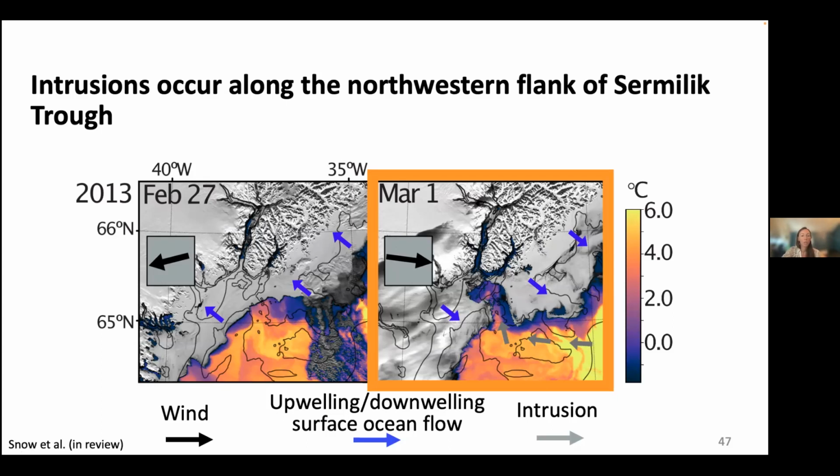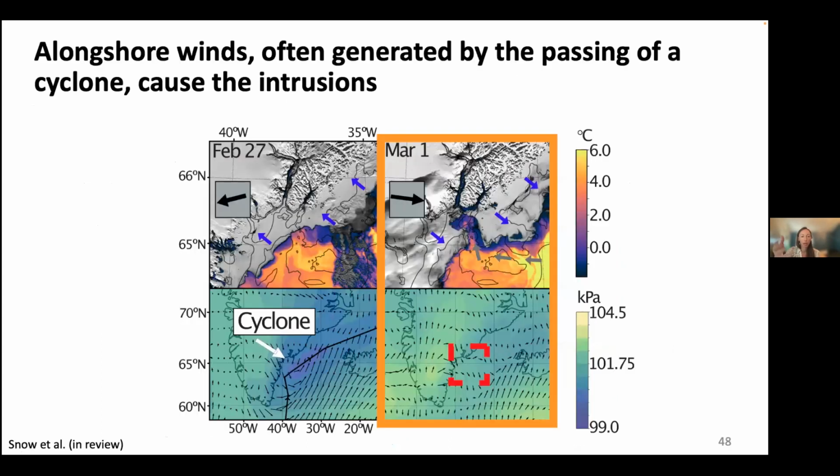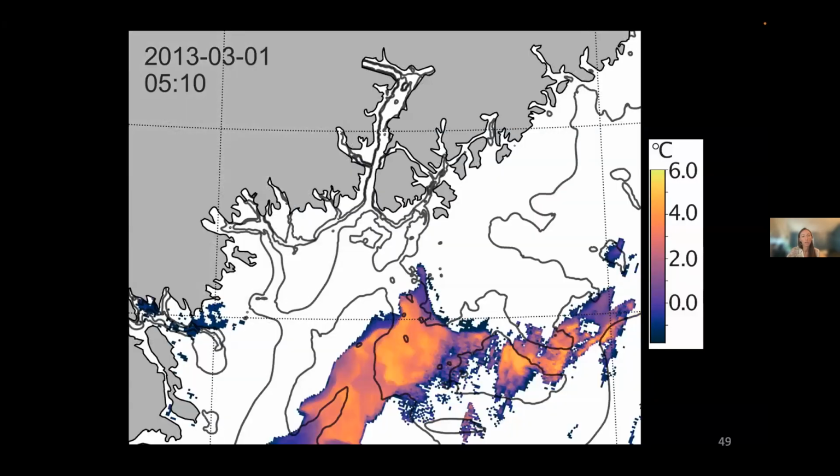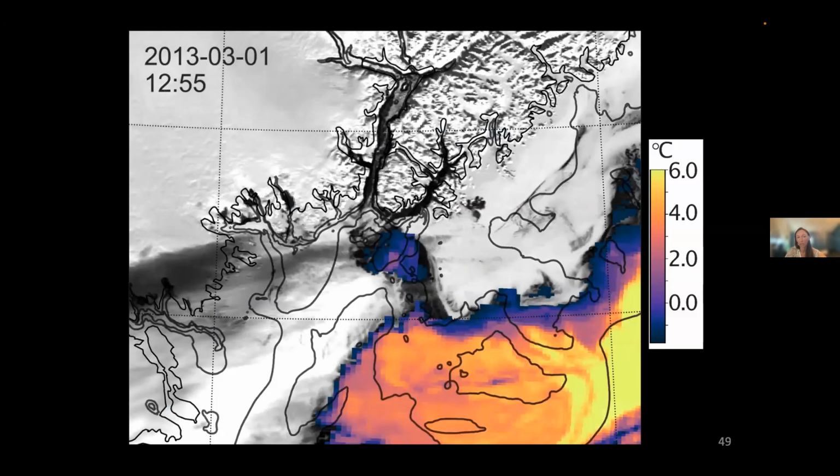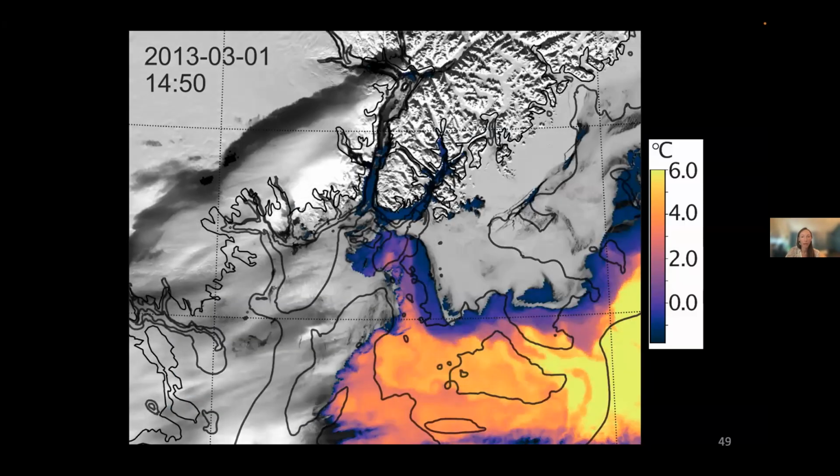And what actually triggered this was a cyclone that was passing by. As the cyclone passes by, it creates downwelling along the coastline. After it passes, on the back side, the winds reverse, and that creates upwelling, which triggered this intrusion. And we actually have this amazing sea surface temperature record of this to be able to look at it in space and time pretty intricately. So this is the record that we have.